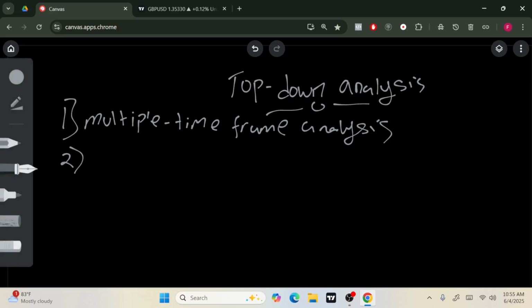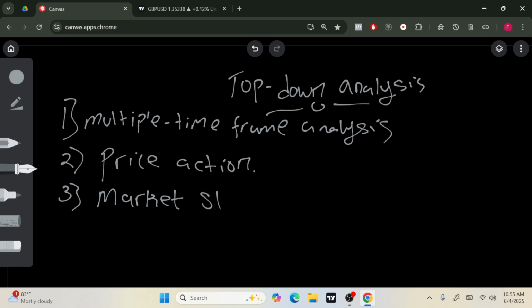Number two, price action. Number three, market structure. Number four, candlestick pattern.